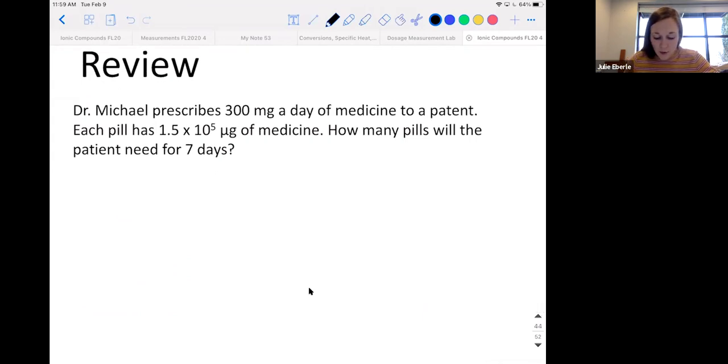It says, this is a word problem. Dr. Michael prescribes 300 milligrams a day of a medicine, this should say patient, sorry, to a patient. Each pill has 1.5 times 10 to the power 5 micrograms of medicine. Remember, 10 to the 6 micrograms equals 1 gram. How many pills will the patient need for 7 days?